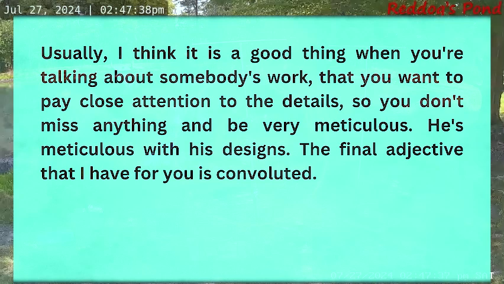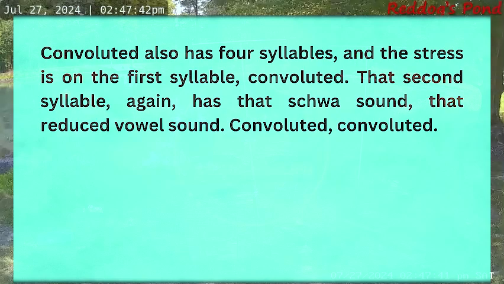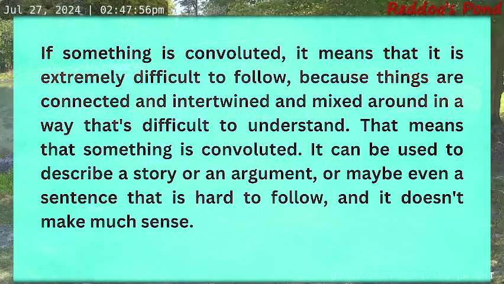The final adjective that I have for you is convoluted. Convoluted also has 4 syllables, and the stress is on the first syllable, convoluted. That second syllable, again, has that schwa sound, that reduced vowel sound. Convoluted, convoluted. If something is convoluted, it means that it is extremely difficult to follow because things are connected and intertwined and mixed around in a way that's difficult to understand. That means that something is convoluted.